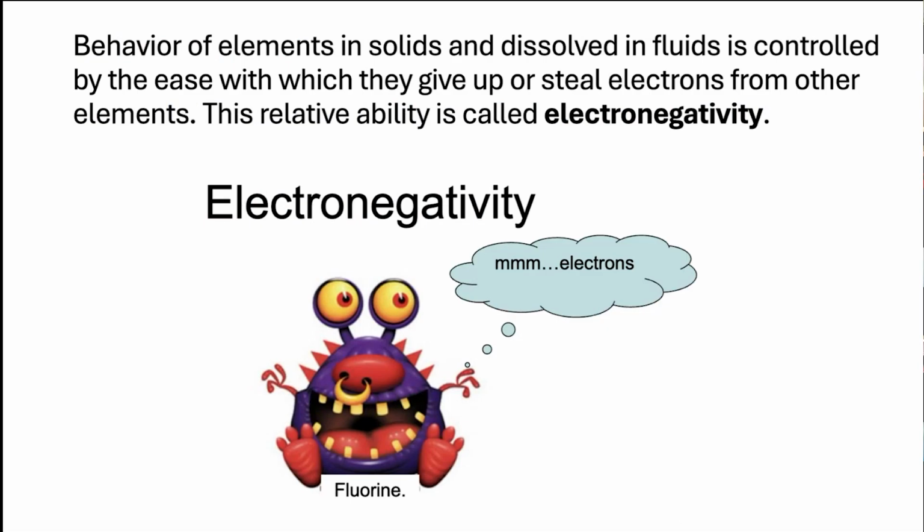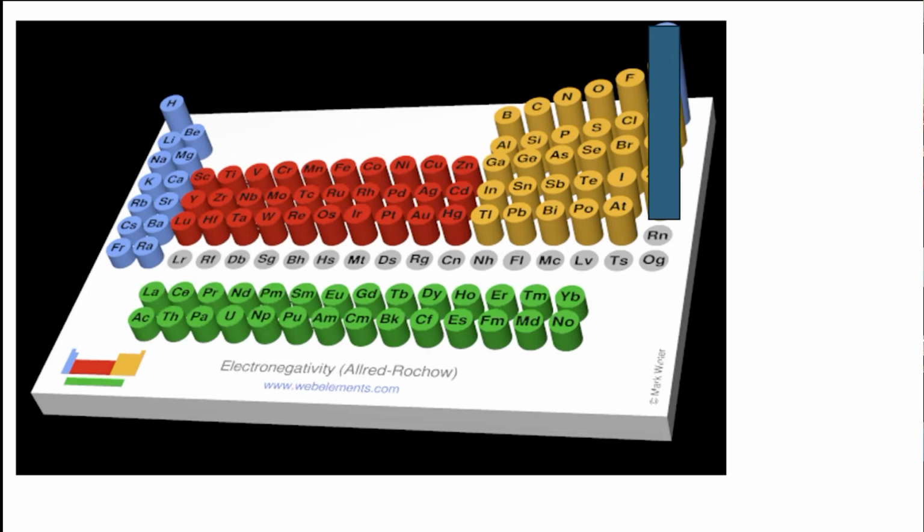So put another way, the behavior of elements in solids and dissolved in liquids is controlled in large part by how easily they give up electrons, or gain electrons. So here's another view of the periodic table, and in this case, these rods are scaled into the relative degree of electronegativity. I've covered the noble gases because the diagram was incorrect. The noble gases have no electronegativity because they don't gain or lose electrons without a whole lot of effort.